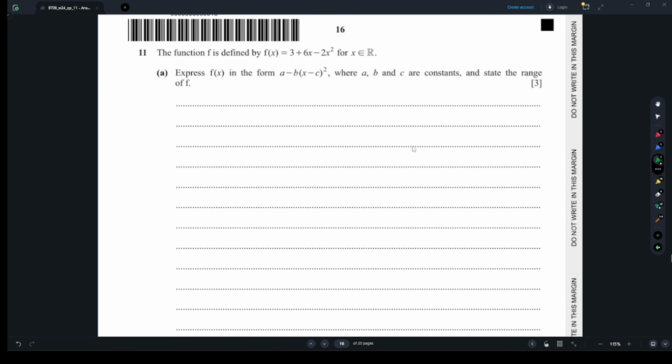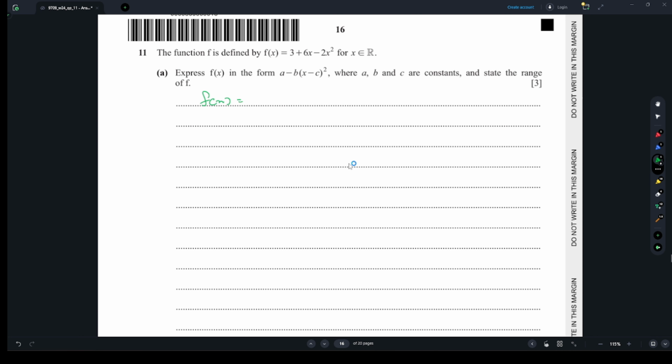And now we came to the last question here. The function f is defined by f(x), this equation, and x is a real value. Then express f(x) in terms of this form, where a, b, c are constants, and state the range of f.